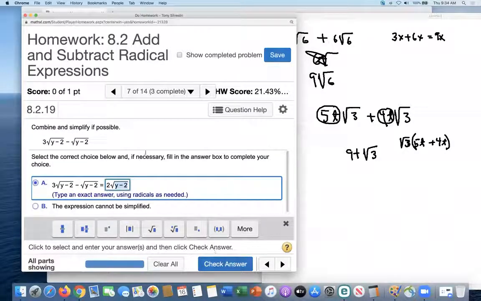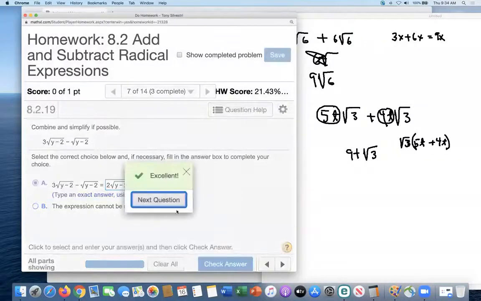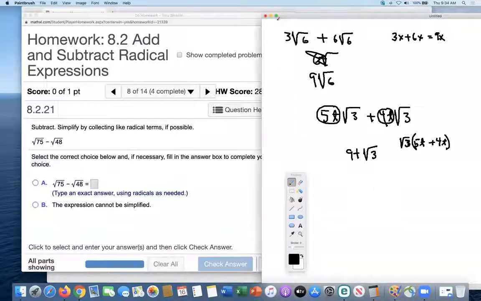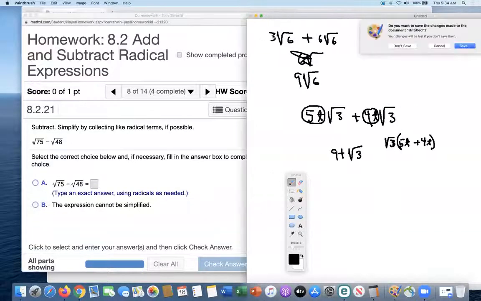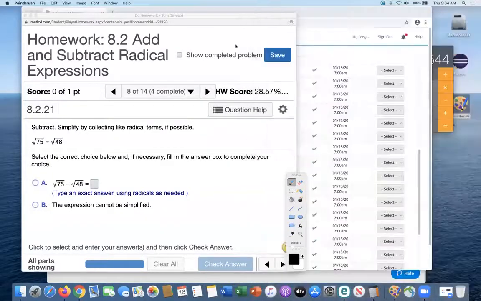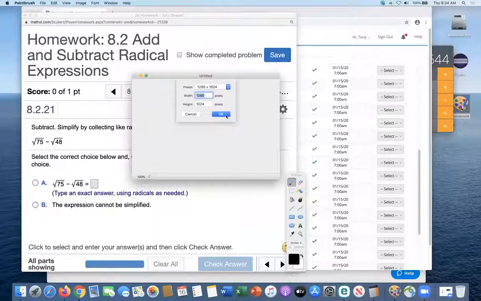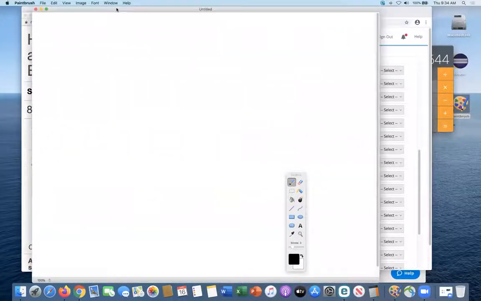Now, Franz is chomping at the bit. He wants to know, what do you do if they're not the same square root? Yes, I think the next one is what you do. There you go. Right now, these two things are not like terms, so right now, you can't touch them. Don't save. File, new. Okay, start fresh.